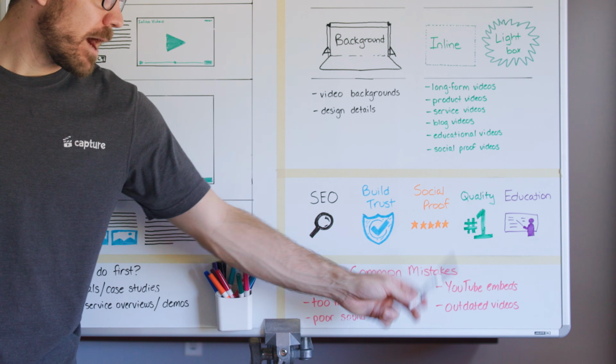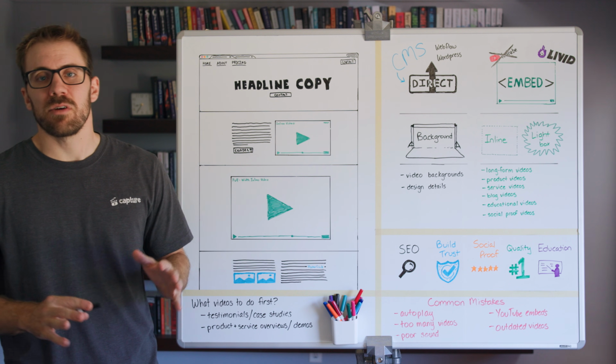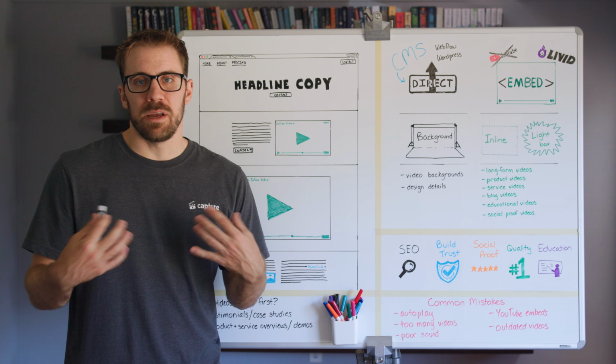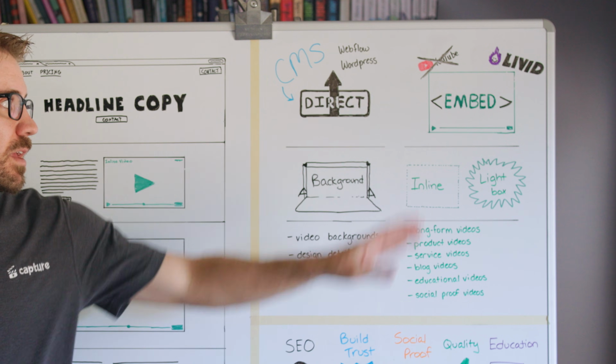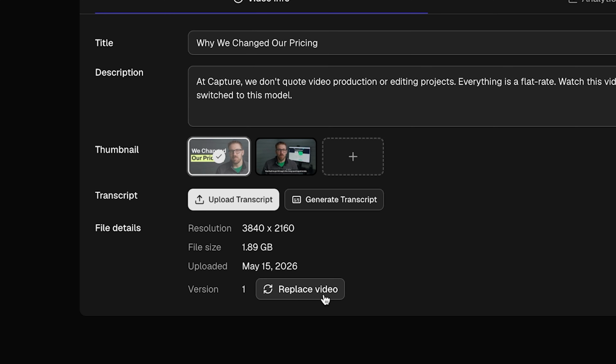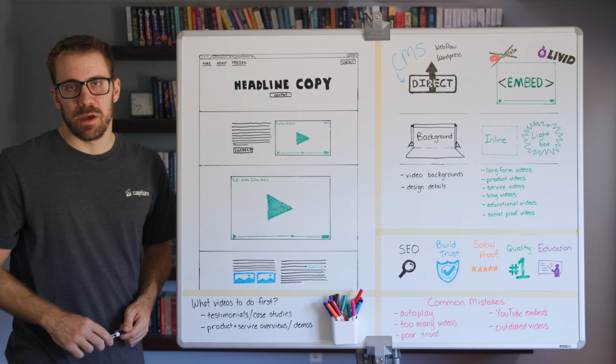And then lastly, outdated videos, especially if you're talking about price. Really, price is something you should not talk about in the video because that might change, and then you always have to keep track of what things you want to update. A great thing about Livid too is that you can simply replace a video on that site and it's going to automatically update on your website without having to change out the embed code.